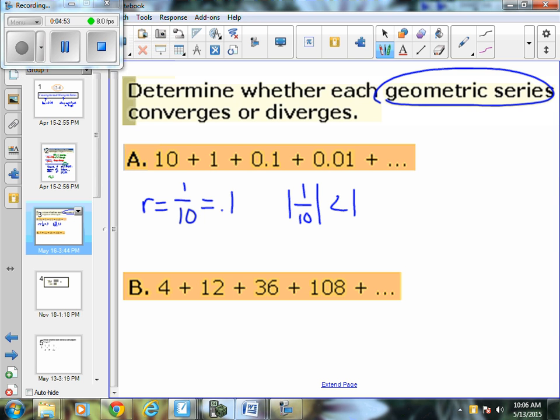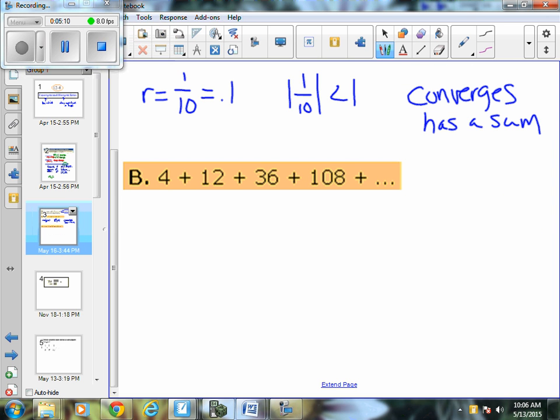So what does that mean? The series converges because those terms will continue to get smaller and smaller, and it'll have a sum. So we would be able to sum up that infinite series, because notice it's dot, dot, dot. It keeps going. So we'd be able to find a sum because it has a limit. All right, how about the next one, though?